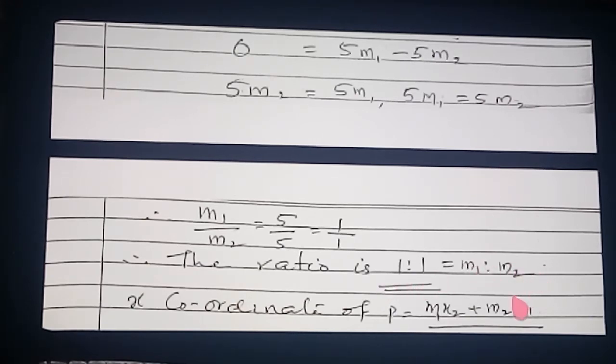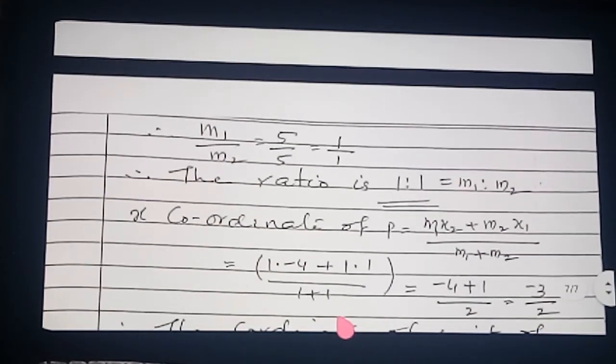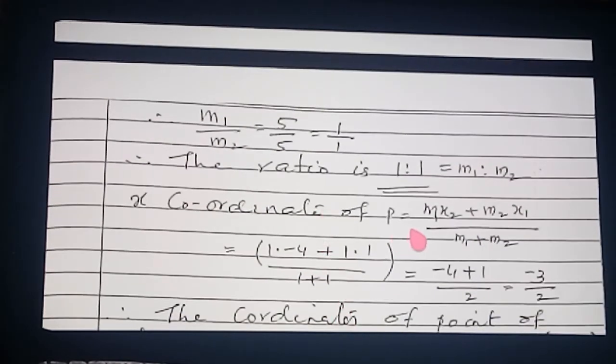That is not only your question. You want to find out the coordinates of P also. For finding out the coordinates of P, you want to know the x coordinate. What is the x coordinate? X coordinate of P is equal to m1 x2 plus m2 x1 divided by m1 plus m2.